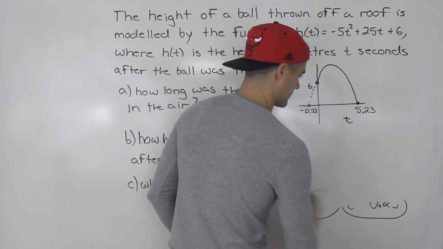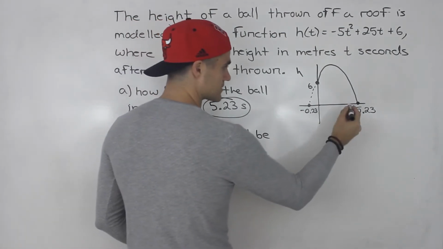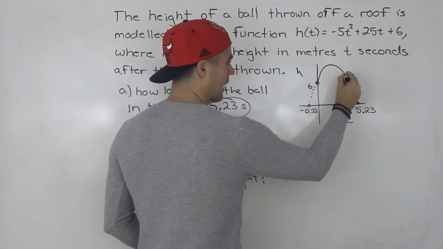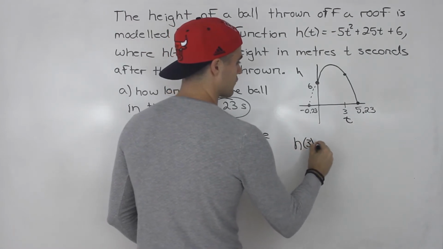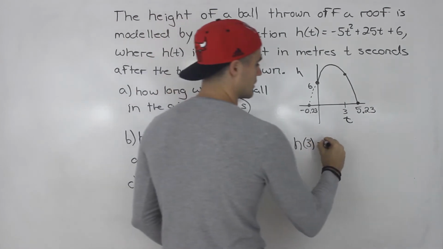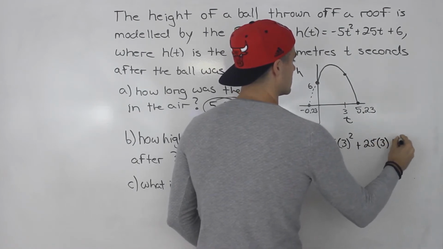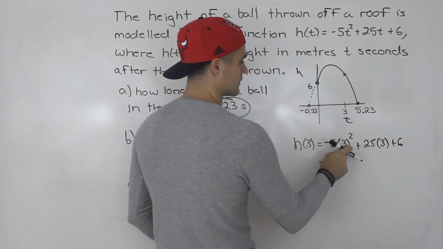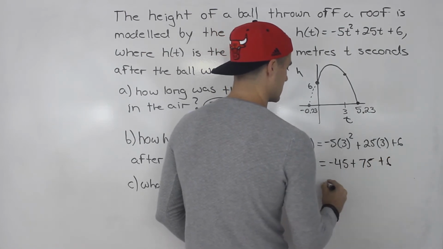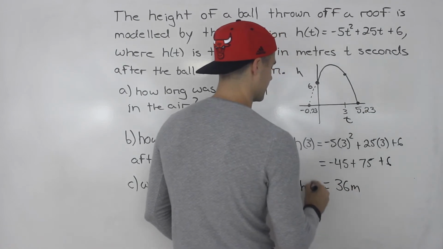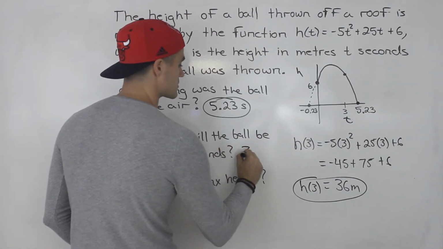Now, moving on to part B, they're asking, how high will the ball be after 3 seconds? So at 3 seconds, which is maybe around here, how high is the ball going to be? Well, pretty simple. We just solve h(3). So we would plug in 3 seconds for the t values in the formula. So -5 times 3 squared plus 25 times 3 plus 6. 3 squared is 9, times negative 5 is -45, plus 75 plus 6. This ends up being 36 meters. So that's the answer, 36 meters. That's how high the ball is after 3 seconds. Just plug in 3 for t.